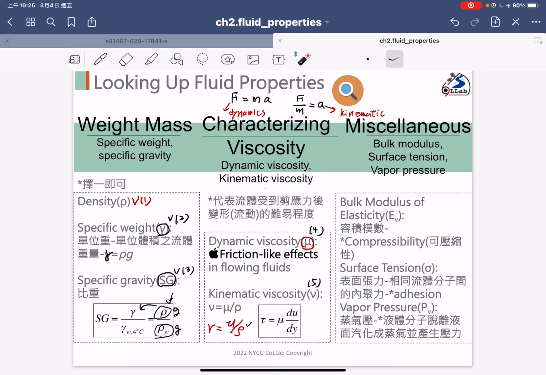Okay, so until now we have 5 fluid properties already. And the 6th, we call the bulk modulus.